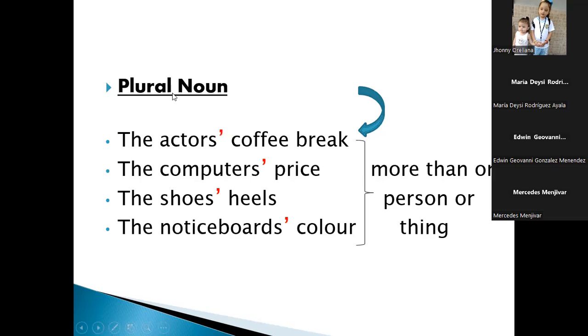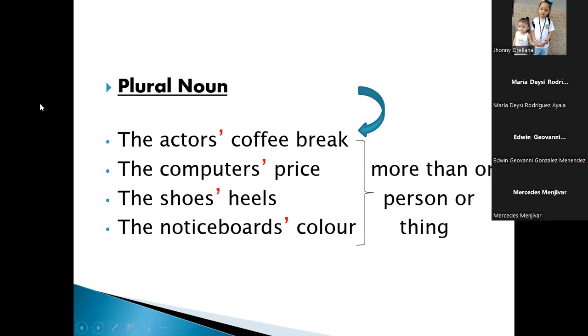Actors, it's a plural noun, so we only add the apostrophe, we don't add another S. It's not necessary. The actors' coffee break, blah blah blah. The computers' price, blah blah blah. The shoes' heels, there in the complement, right? The notice board's color, and then you can say whatever color the notice board is.